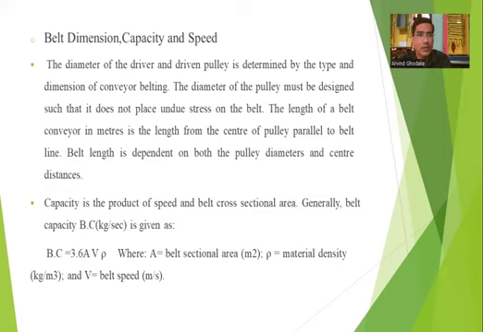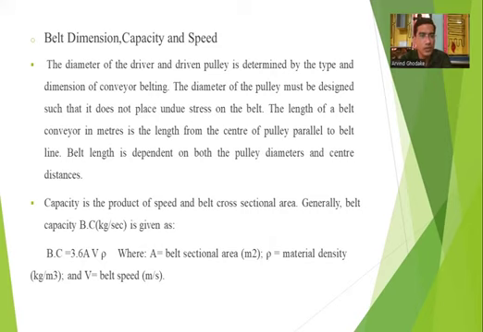Next is the belt dimension, capacity, and speed. The diameter of the driver and driven pulley is determined by the type and dimensions of the conveyor belting. The diameter of the pulley must be designed such that it does not place undue stress on the belt. The length of the belt conveyor, in meters, is the length from the center of the pulley parallel to the belt line. Belt length is dependent on both pulley diameters and center distance.